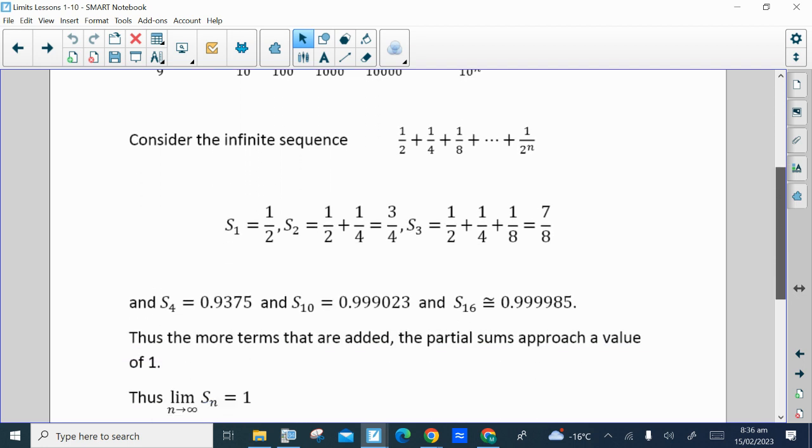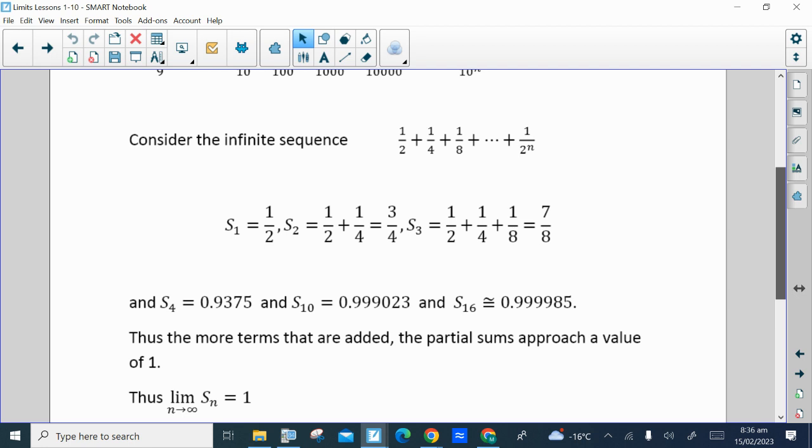So consider this infinite series: 1/2 plus 1/4 plus 1/8 plus, dot, dot, dot, all the way to 1 over 2 to the n. Remember, n is the term number. When n is 1, you get a denominator of 2. When n is 2, that's the second term. The denominator is 2 squared, which is 4. When n is 3, that's the third term, and the denominator is 2 to the 3, which is 8, and so on.